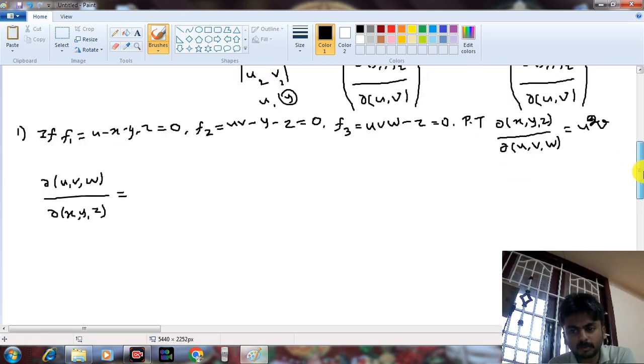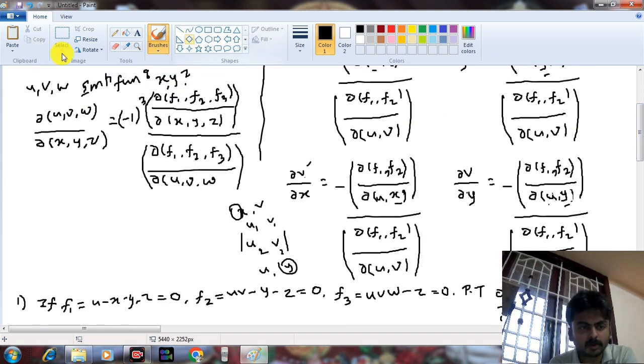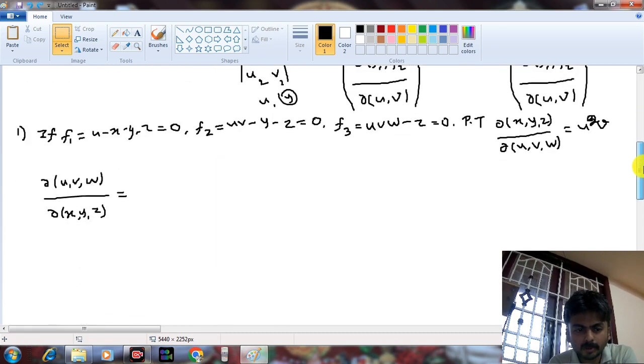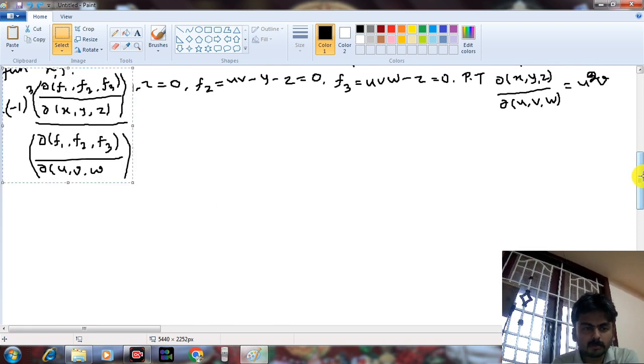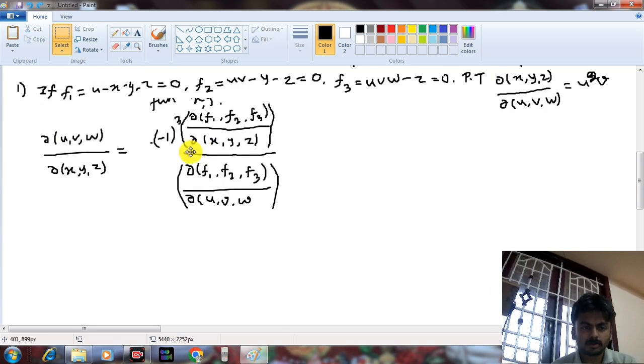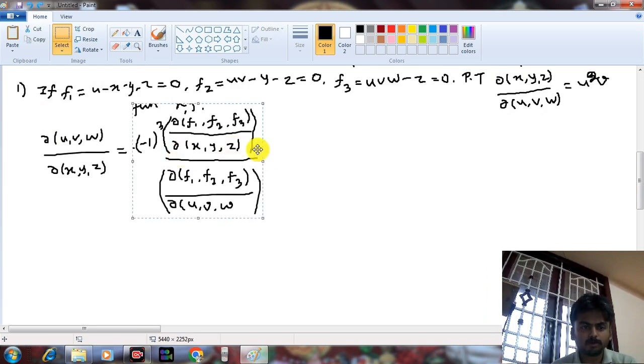I shall copy the formula from the above side. So we have the formula: minus 1 cube of dou (f1, f2, f3) of xyz divided by dou (u, v, w). Okay, so this is the formula.